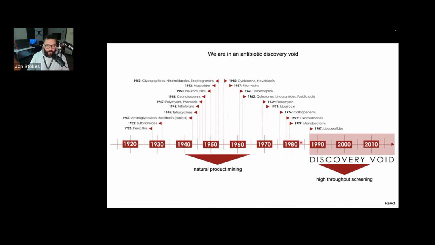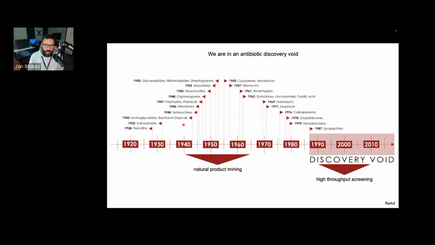So currently we are in the aptly named discovery void, wherein we have not discovered any fundamentally novel antibiotics that have been deployed for clinical use. Now, it's interesting to think the discovery void in and of itself would not necessarily be a problem, right? Like we have, depending on how you look at it, maybe 15 or 20 distinct antibiotic classes shown here. However, the discovery void, of course, doesn't exist in a vacuum.